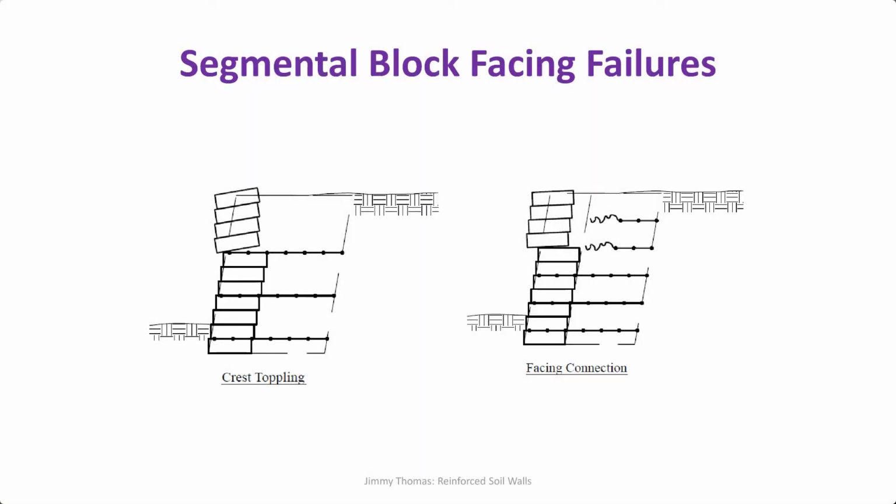Then coming to segmental block facing, what is crest toppling? This is the uppermost reinforcement layer. If there is a large height over this, it will be unstable and topple, so here you have to ensure that it doesn't happen. Second is the connection failure. That means the connection between the block and the reinforcement, which could be a frictional connection or a positive connection.